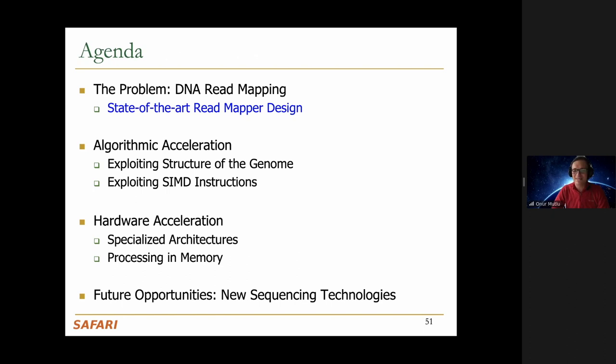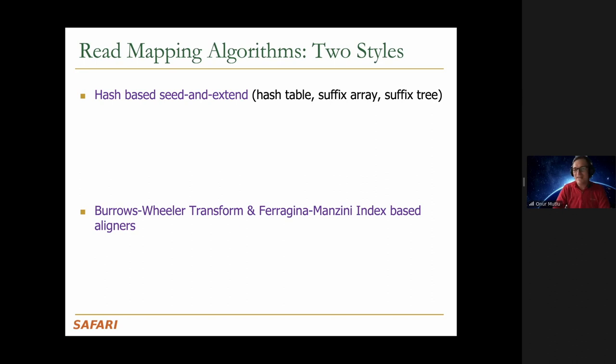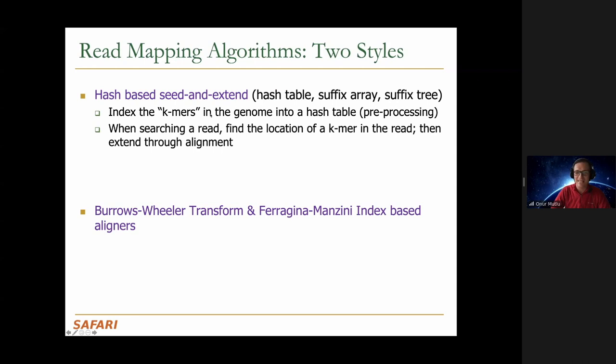So let's go into state-of-the-art read mapper design and how we can accelerate it. Read mapping algorithms usually come in two styles. One is hash-based seed and extend, and the other is Burrows-Wheeler transform and indexing-based aligners. And these actually have a lot of similarities, although I'm going to talk about the first one because the first one is very comprehensive today. And I'm going to talk about how they actually work.